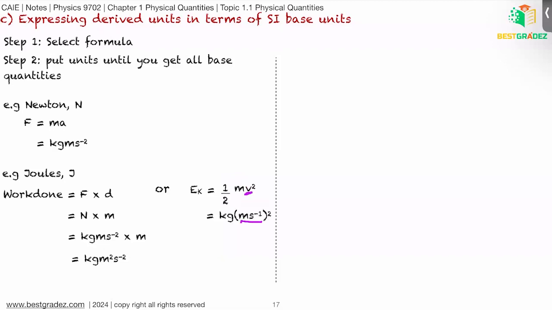Instead of V, I'll put meters per second and whole square. If I open the bracket, the square will go with both of them. So this is what it becomes, kg m square s minus 2. Okay, so if you look at the answer, it is the same.